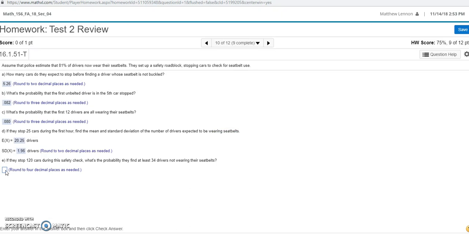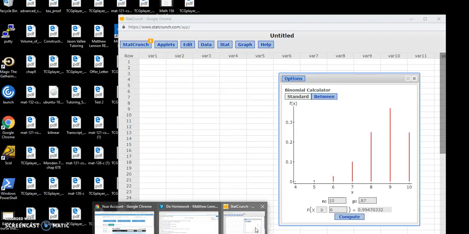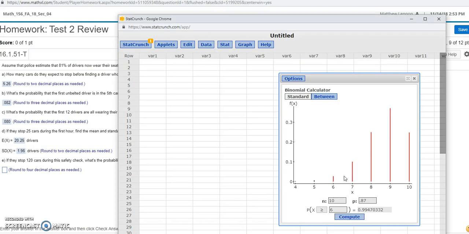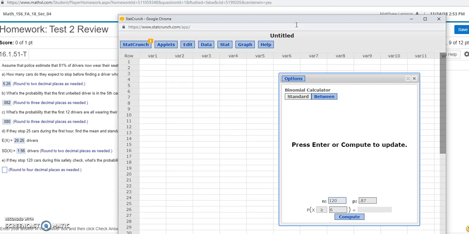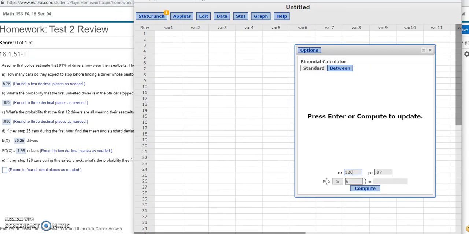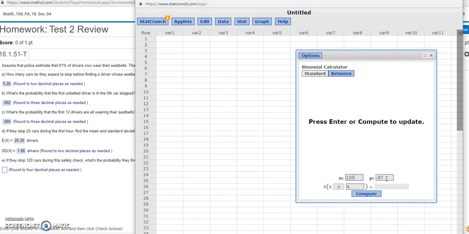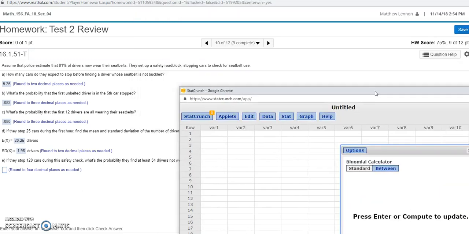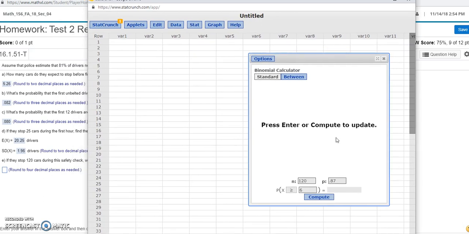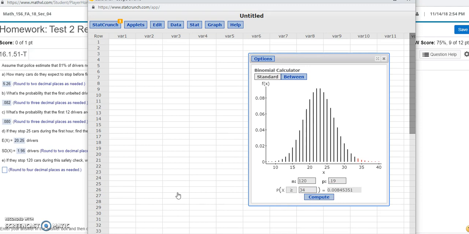If they stop 120 cars, what's the probability at least 34 are not wearing their safety belts? So we're going to have to go back to StatCrunch, and we have the binomial distribution up. So now n is equal to 120, and the probability of at least 34. Is it 34 wearing or not wearing? At least 34 are not wearing their safety belts. So the probability of not wearing was 0.19, and then greater than or equal to 34. So that's 0.0084, 0.0085 if you round to the 4th decimal place.